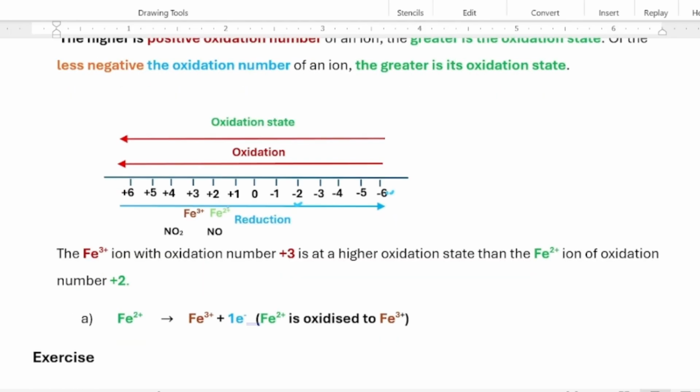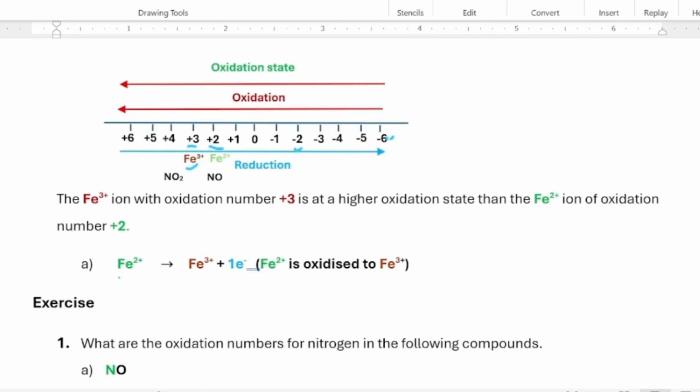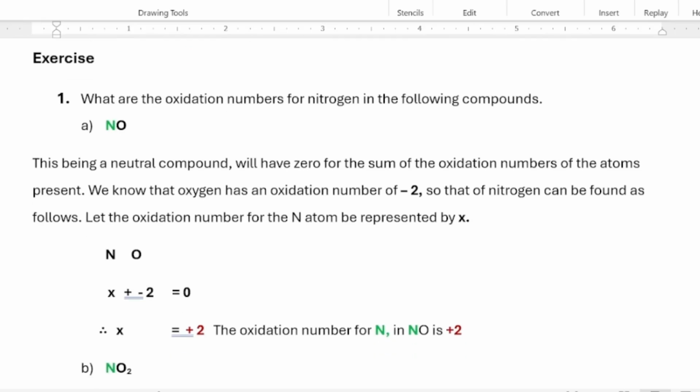So in this case, because iron in iron(II) oxide had an oxidation number of +2, and in iron(III) oxide it had an oxidation number of +3, we say that in iron(III) oxide, the iron was at a higher oxidation state. This equation shows how iron has acquired a higher oxidation state when iron(II) gets oxidized into iron(III) by losing an electron.